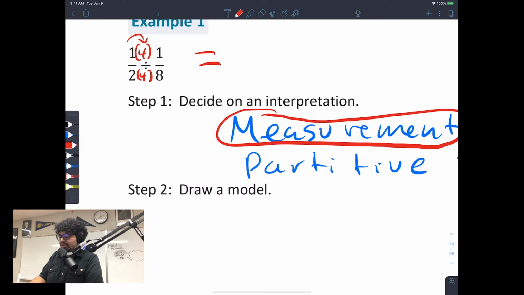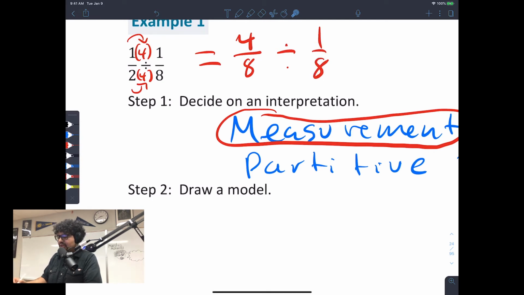So then I can say 1 times 4 is 4. 2 times 4 is 8. And then divided by 1/8. Okay, now I know that 1/2 is equivalent to 4/8, and I'm going to be using 4/8, so it has a common denominator as 1/8. You will also notice that now they have a common denominator, and when they do that, my denominators cancel each other, and my answer is on my numerator. So it will be 4 divided by 1, which will give me 4/1, and this is equal to 4.